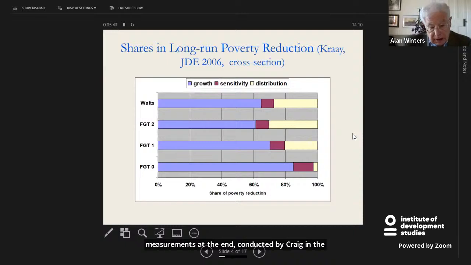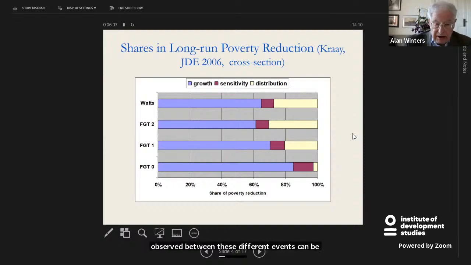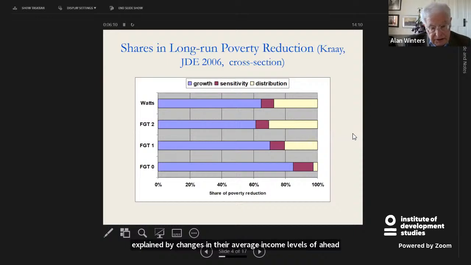And the bottom line, FGT, Foster-Greer-Thorbecke index, for those of you who are interested, is the headcount of poverty. What is the proportion of people, or even the absolute number of people in poverty? The blue bar is what percentage of the changes that we observe between these different events can be explained by changes in their average income levels. And for headcount poverty, it's saying about 80%, in fact, a bit more than 80% of the difference in outcome for poverty headcount is actually related to the average income of the economy.